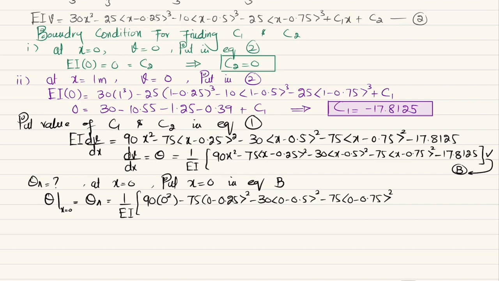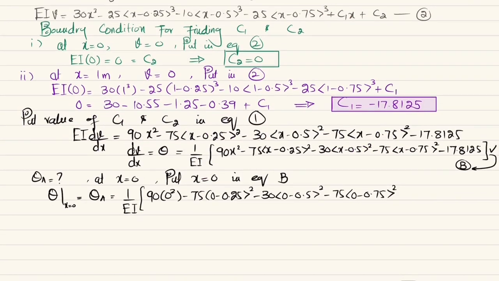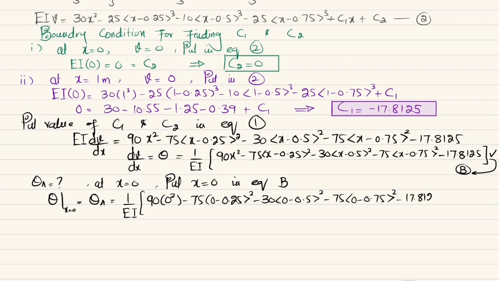This is squared. Let me check it. Yes, this is squared. Minus 17.8125. So this value will be 0. This will also be 0 because minus 0.25 inside the Macaulay bracket is 0. This will be 0, this will be 0, and we are left with theta A equal to minus 17.8125 divided by EI.